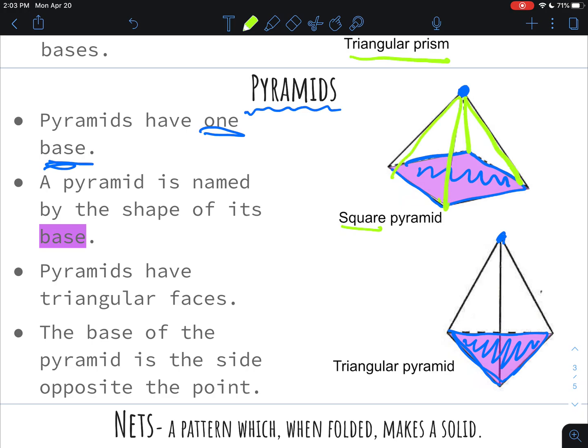Other than the shape of the base, so the square base in the square pyramid, every other side of the pyramid, or every other face, is going to be a triangle. Same thing for a triangular pyramid. All of the other sides are triangles. Okay, so the base can be different, but all of the other sides of a pyramid will be triangles.